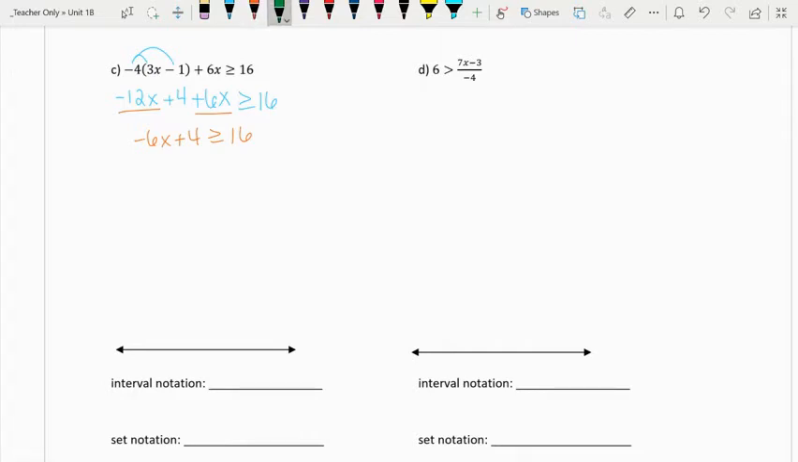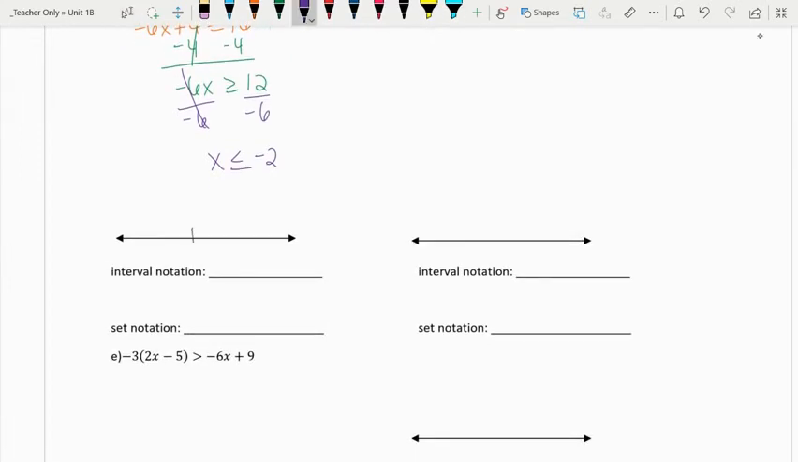And solving for x, we would subtract 4. So -6x is greater than or equal to 12. And now when we divide by -6 on both sides, we would flip our inequality. So x is less than or equal to -2.